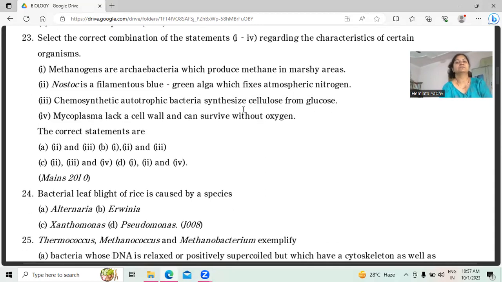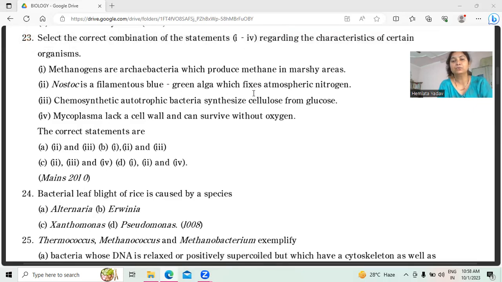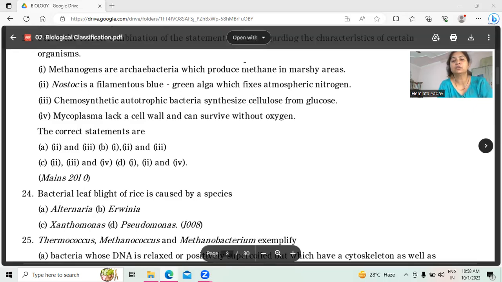Select the correct combination of options 1 to 4 regarding the characters of certain organisms. Which of the combinations are correct? Methanogen archaebacteria, which produce methane in marshy areas, is correct. And Nostoc is a filamentous blue-green alga which fixes atmospheric nitrogen. It's also correct. Chemosynthetic autotrophic bacteria synthesize cellulose from glucose. If it is chemosynthetic, then it will not be depending on organic molecules, so this is wrong. Mycoplasma lacks a cell wall and can survive without oxygen. This is right. So 1, 2, and 4 will be the answer.